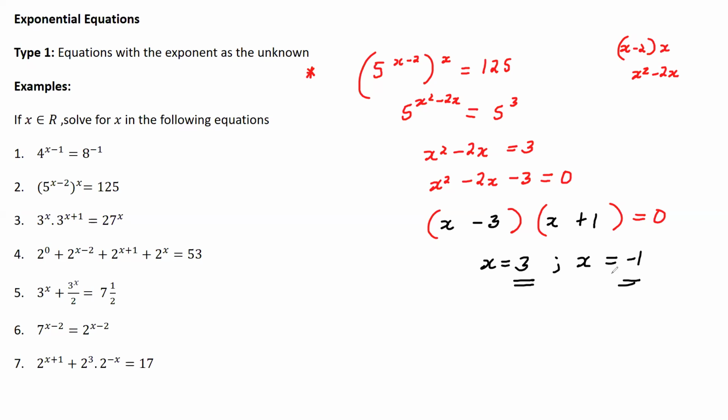So these are your answers at the end of the day. You've got x is equal to 3, and then x equal to negative 1. So that's what you get for question number 2. Right, thank you so much. Really appreciate that one.